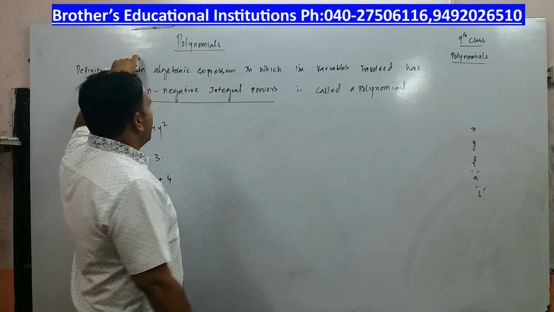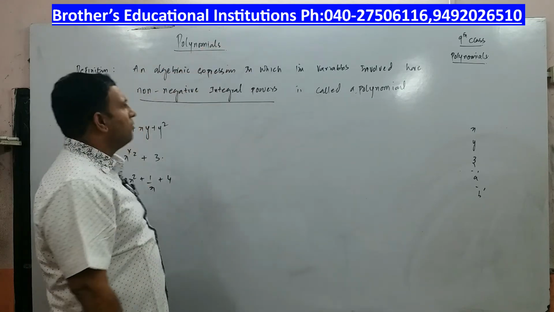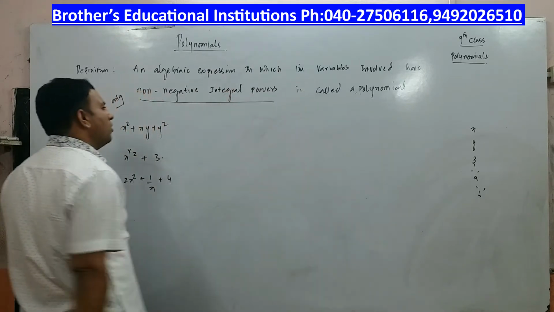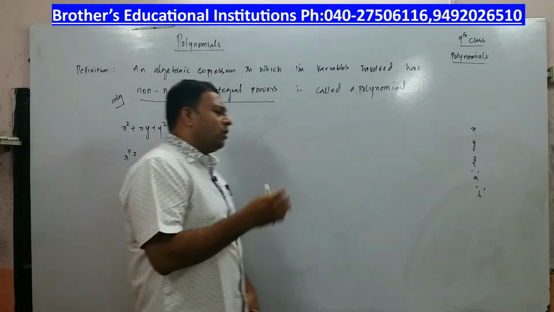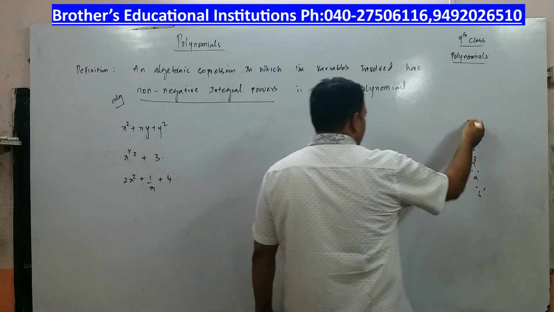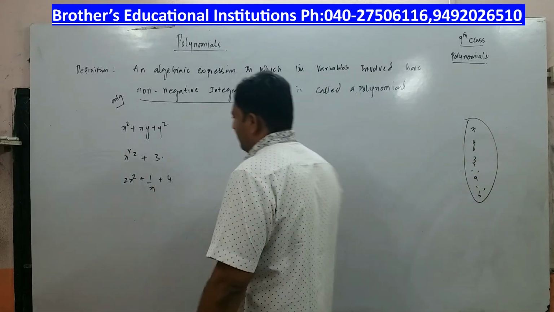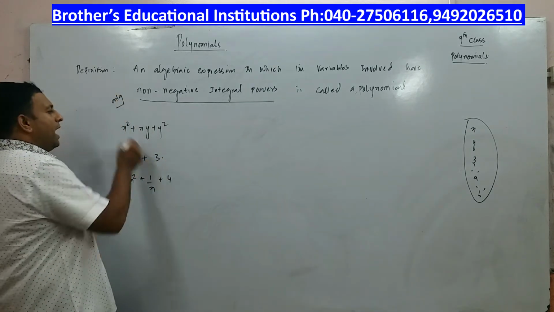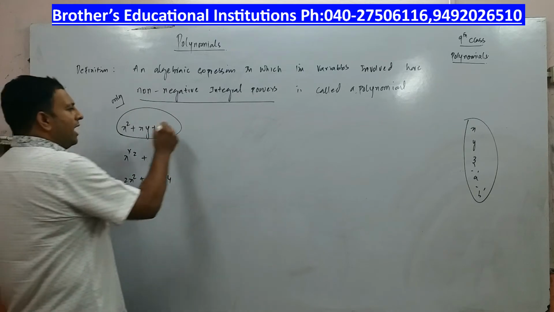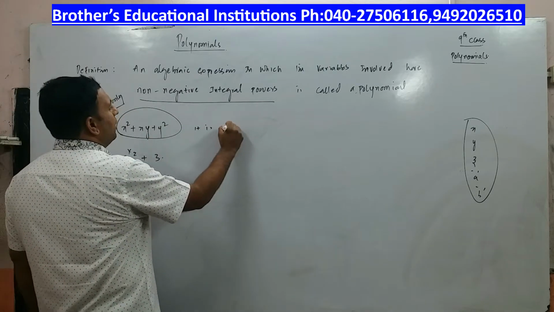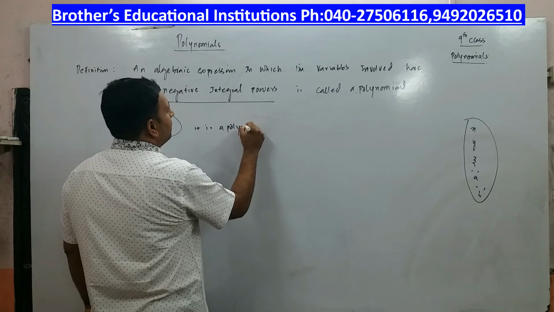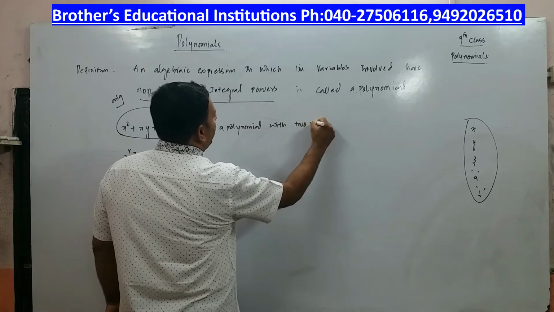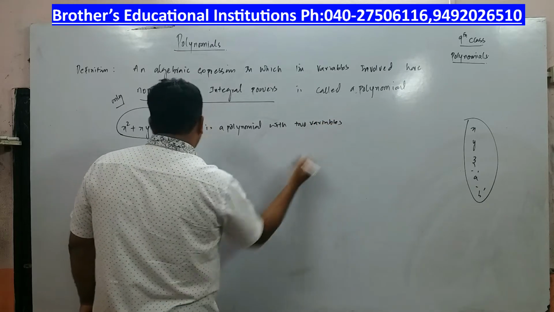I repeat, an algebraic expression in which the variables involved have non-negative integral powers is called a polynomial. Now, the moment I said non-negative integral powers, what does it mean? Let me explain by giving an example. Also, you may have a polynomial in more than one variable. I have taken a very classic example here. I will say it is a polynomial with two variables.